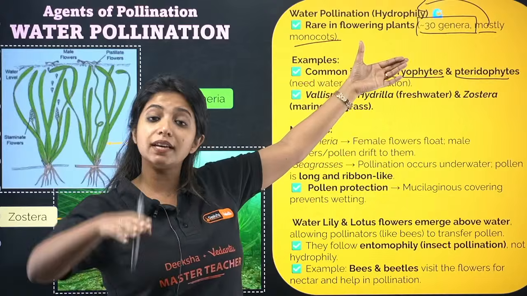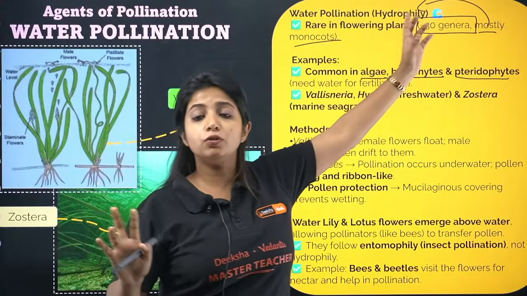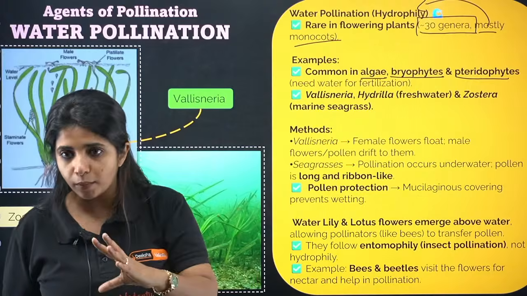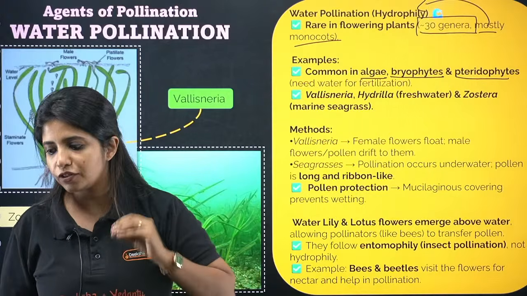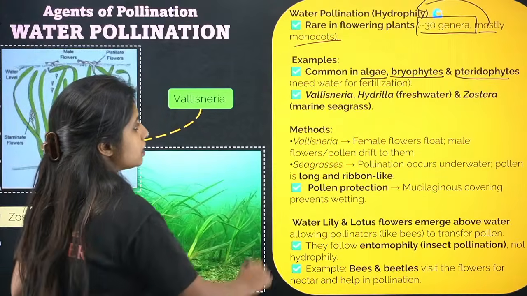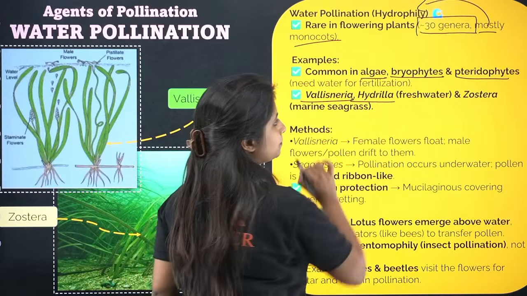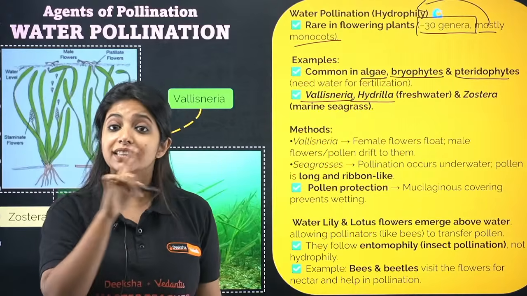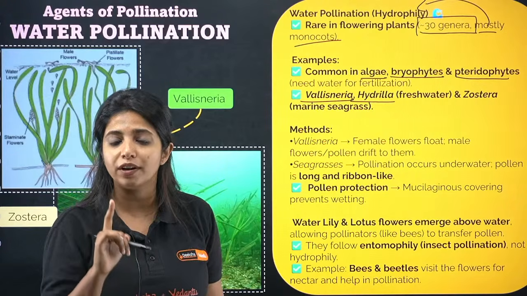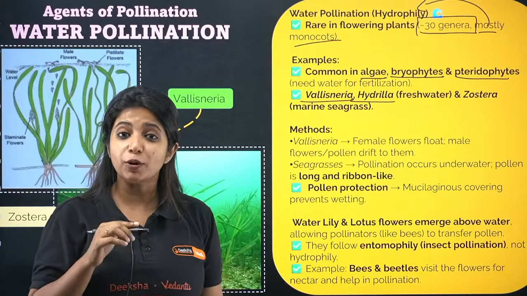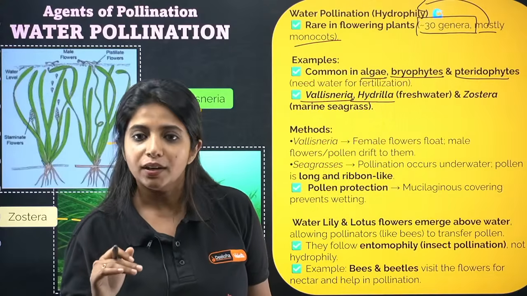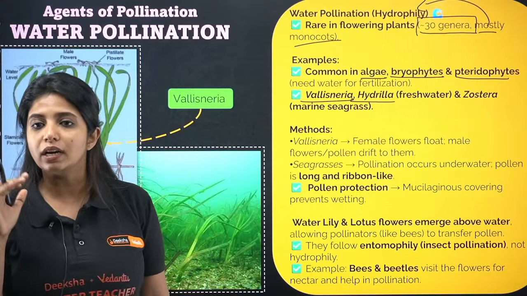Okay, it is mostly seen in the case of monocots and angiosperms, and that too just in 30 genera. What about others? In algae, bryophytes, and pteridophytes, it's mostly common. And examples are also given over here, which you have to remember. What are the examples? The first example that you have over here is of Vallisneria and Hydrilla. These two plants are actually freshwater plants. Freshwater means the salt content is going to be less in comparison. Okay, freshwater plants have lesser salt content.